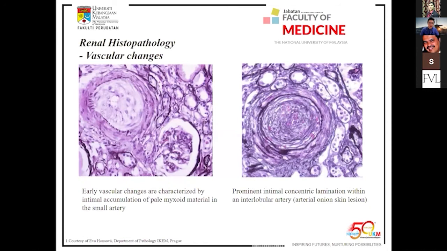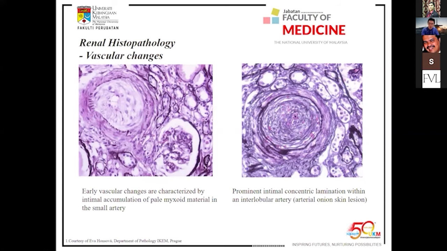So for the biopsy changes, SRC mainly involves vascular lesions. Very rarely will you see a lesion in the glomerulus, which I'll explain later why. So the main changes actually occur in the vessels. You can look at the left side, this is in the early stage, you will see the deposit of this myxoid material in the lumens of the artery. This is during the early stage.